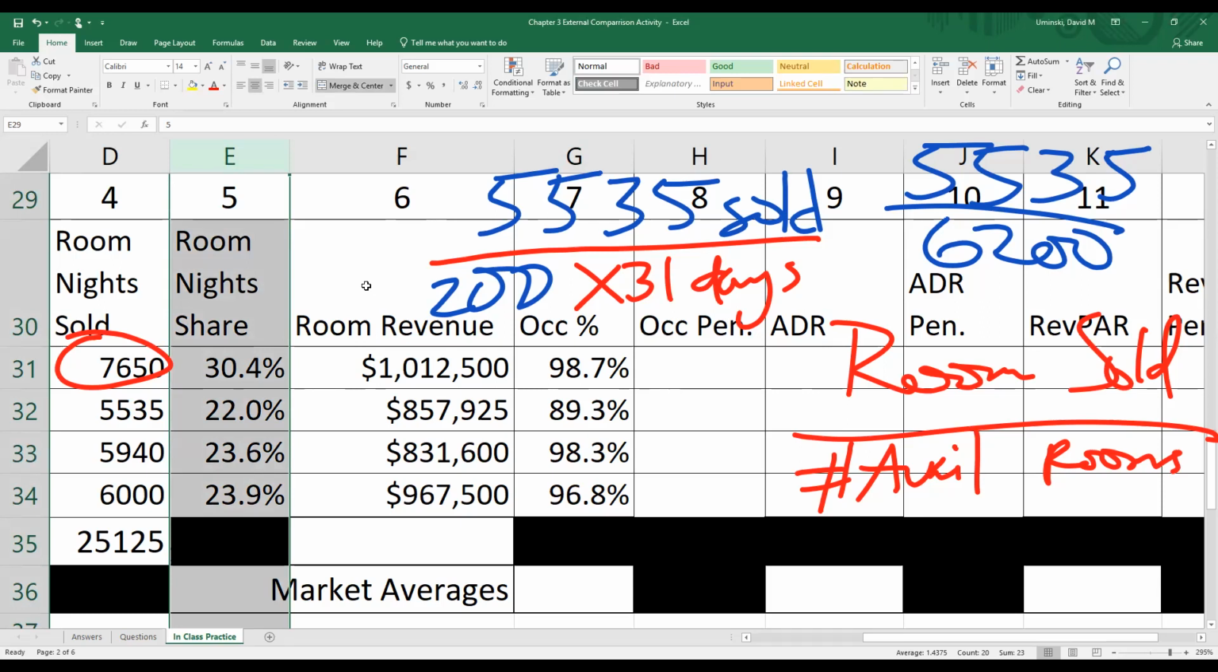Absolutely. So you can do it like you see right here on the screen. This is for Hotel B. You can write it out like this, the number of rooms sold divided by 200 times 31, and then convert it into this so you can actually see what numbers you should divide. Okay? Questions, comments, concerns about occupancy percentage?